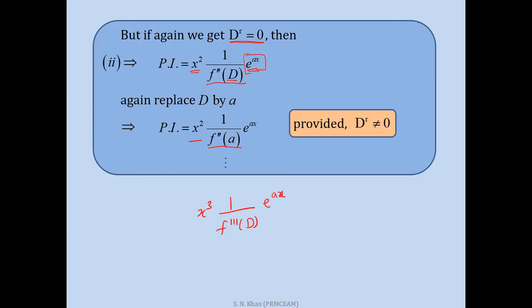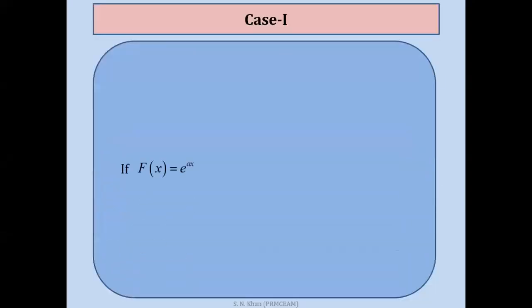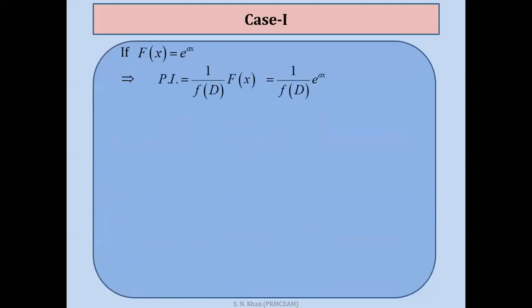Okay. So this is the case number 1 for finding PI if the function is exponential e to the power ax. Now, for applying case number 1, I just want to clear here few things. As I told you, case number 1 is applicable for exponential function.